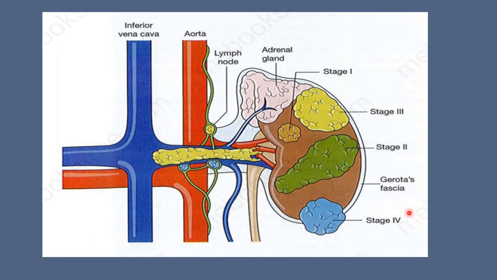Stage 4, here, irrespective of the size of the tumor, it has penetrated and breached the capsule and the Gerota's fascia, the outermost fascia here. Or if it is in the upper pole, it involves the adrenal gland. And in stage 3, the renal vein is also involved with tumor invasion.